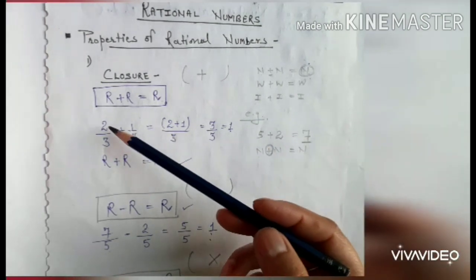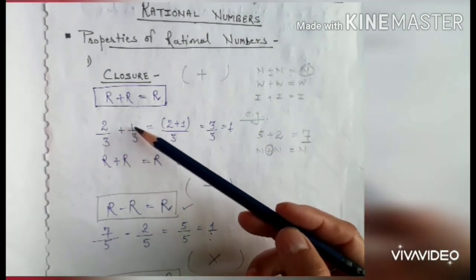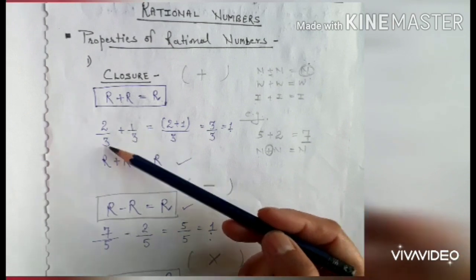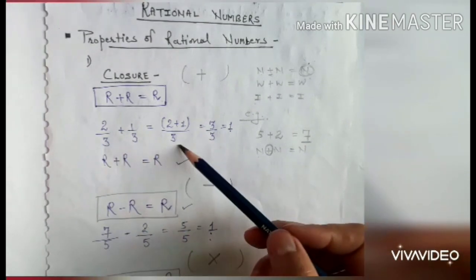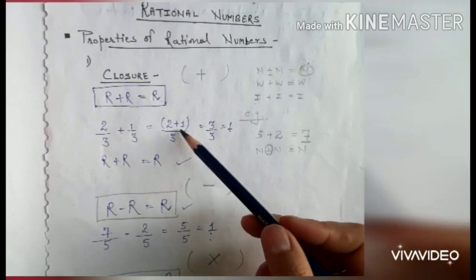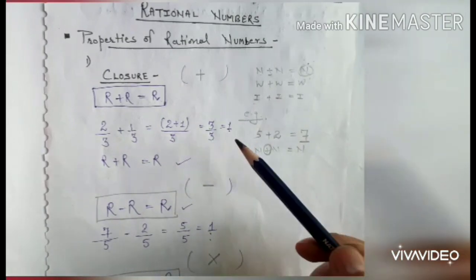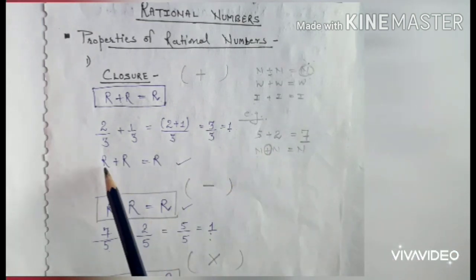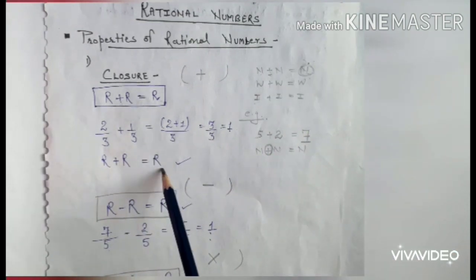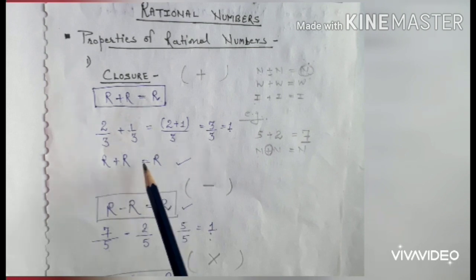Suppose we take the first rational number 2 upon 3 and the second one 1 upon 3. When we take the LCM, it is 3 because the denominators are the same. So we get 3 upon 3, which is 1. That means 1 is again a rational number. So we can see that rational plus rational gives a rational number. We can see that rational numbers are closed under the operation addition.